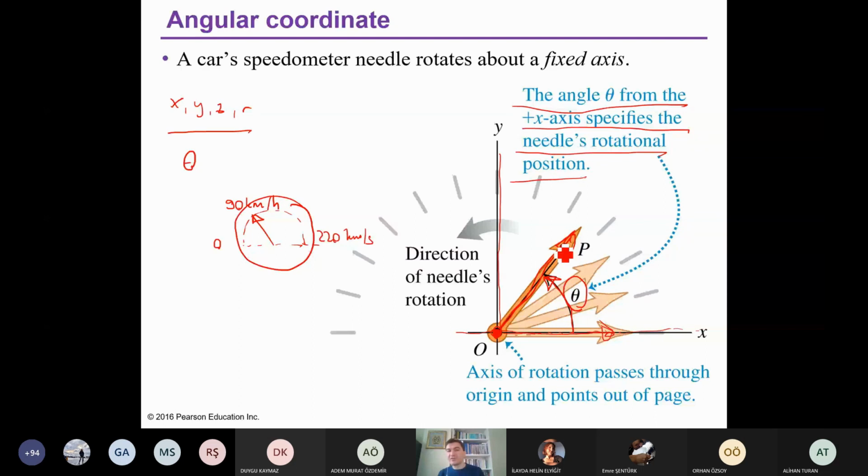Let's choose a position P here, okay, just a point on the needle and call it P. So this is the rotational position, okay, which is given with theta. Axis of rotation passes through origin and points out of page, don't forget. So you can consider, just for clarity, I draw like this. This is the axis of rotation.